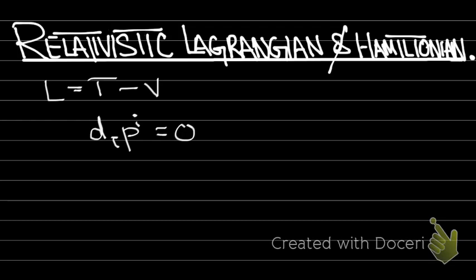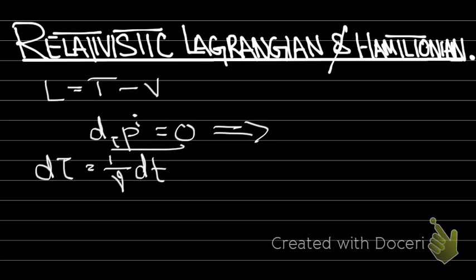But now we know, from the video on proper time and proper velocity, that I defined proper time as d tau equal to 1 over gamma times the differential element of ordinary time, right? So gamma over here is our usual Lorentz factor. Okay, so with this definition, I can write this equation as gamma times the ordinary time derivative of my momentum coordinate is equal to 0.